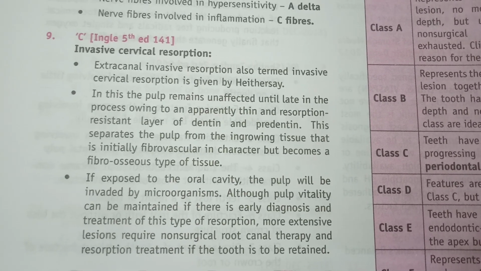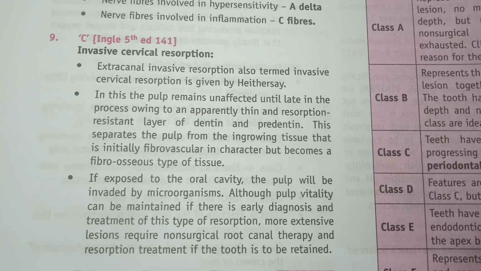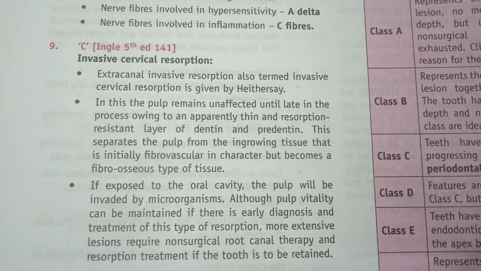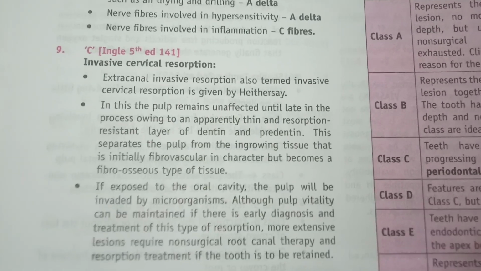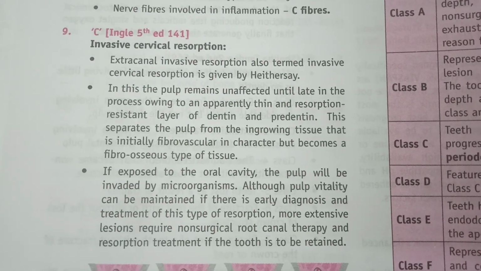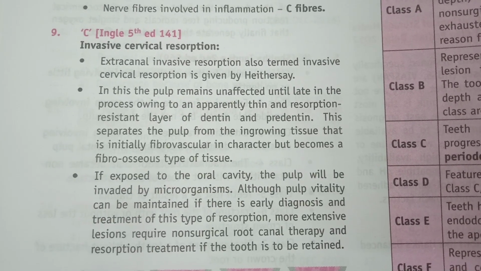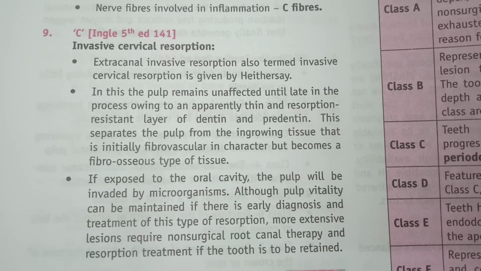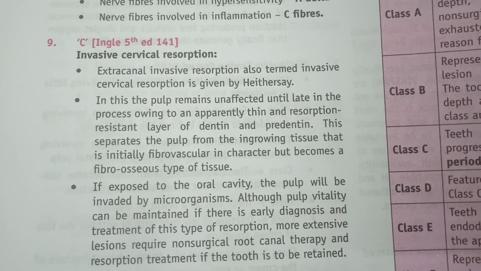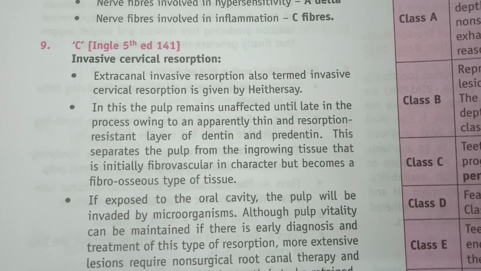We are talking about resorption, that is external resorption, and that also starts in the cervical region. If there is external resorption, it will not affect the pulp at the first time. As it ingrows, there will be a thin layer of predentin and dentin that helps the pulp remain unaffected, and the ingrowing tissue that is replacing the dental hard tissue is a fibroosseous type of tissue. So this much you can understand.